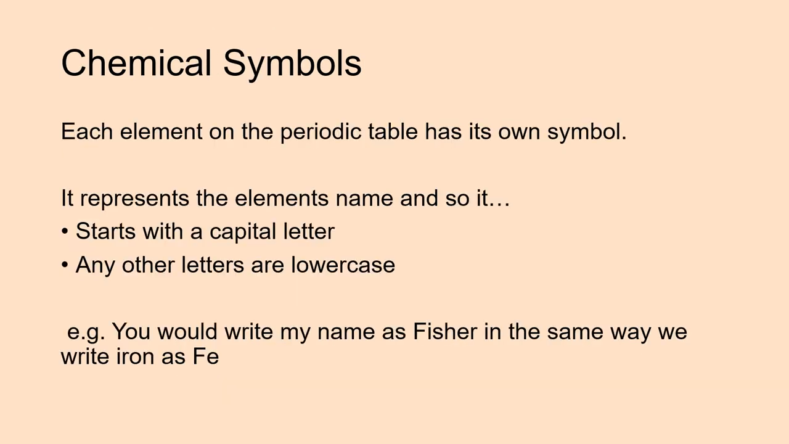Each element on the periodic table has its own symbol, and if you look back at last lesson we looked at the key that shows you where to find these. Every element's name or symbol starts with a capital letter, and then any letters that follow that are lowercase. So you would write my name as Fisher, capital F, lowercase i, s, h, e, r. In the same way we would write iron as Fe, capital F, lowercase e.